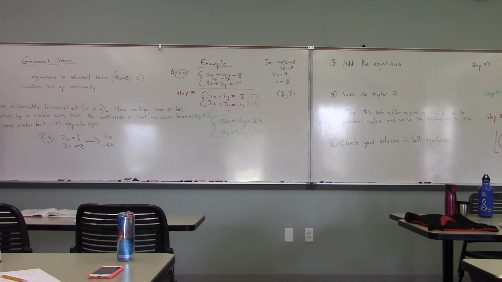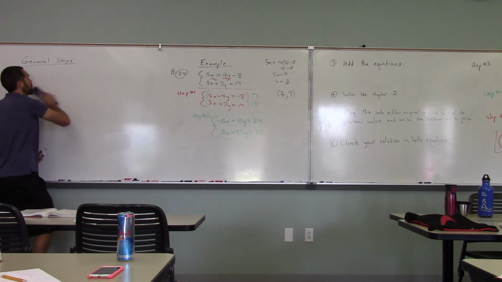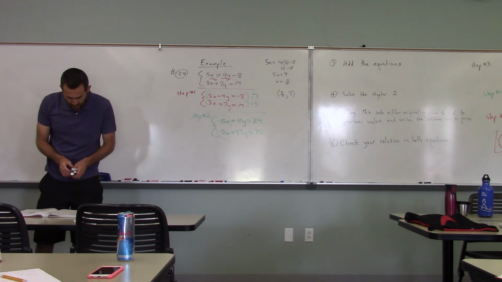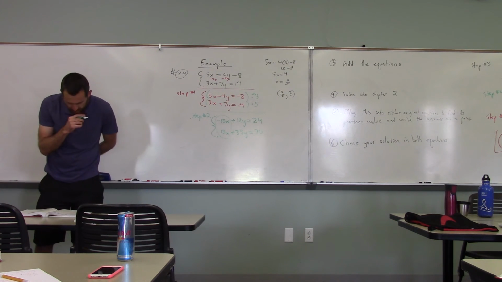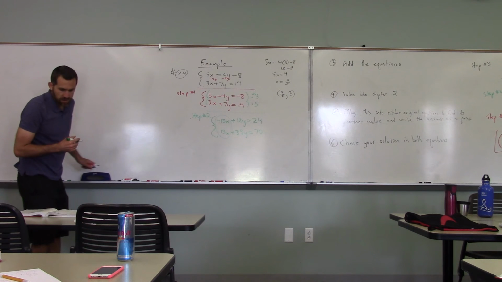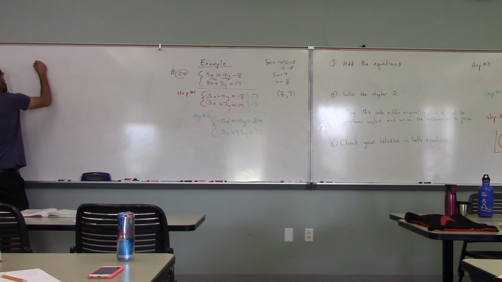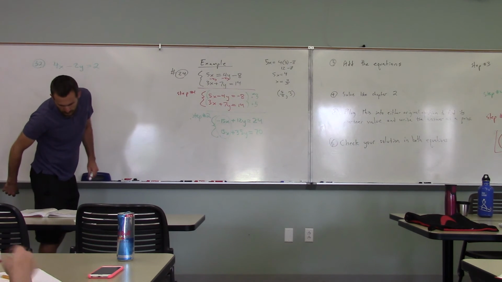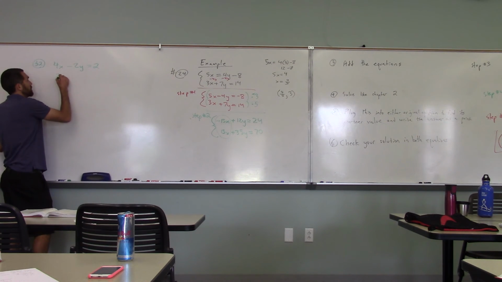Okay, I'll do one more example with you, and then I'll let you guys practice this and ask some questions. Okay, so let's see. Another problem would be one like, let's do that one. Okay, here we go. 4x minus 2y equals 2. And 2x minus y equals 1.